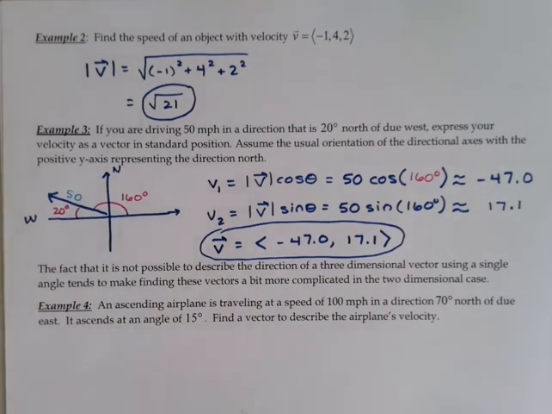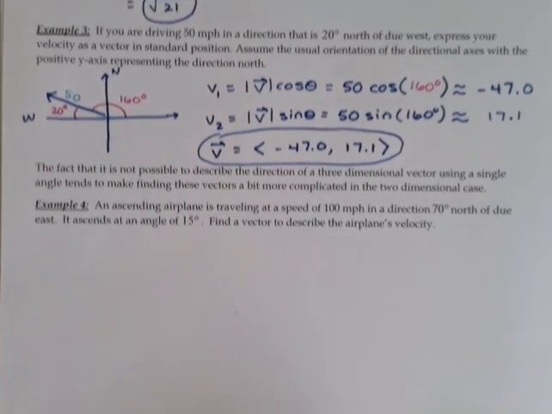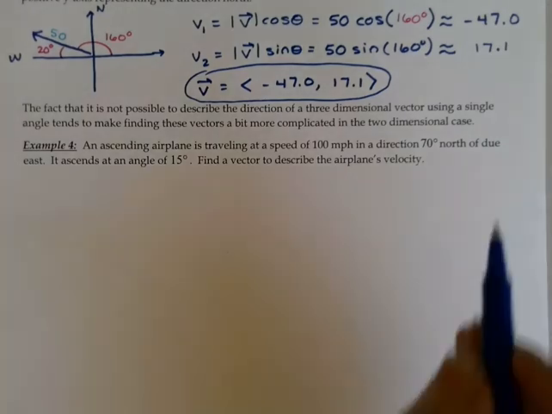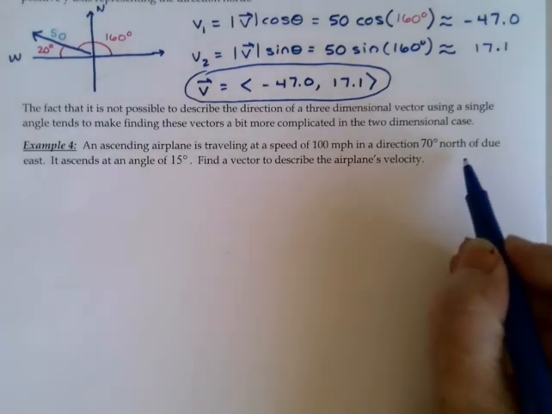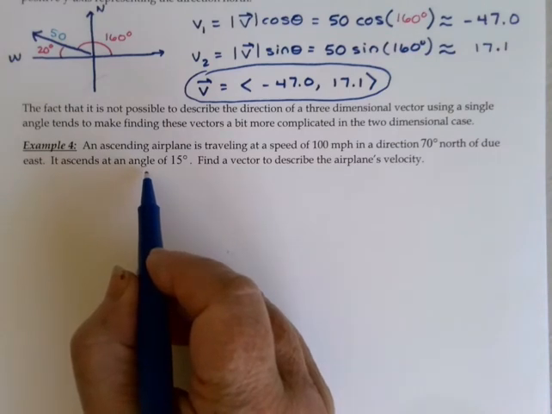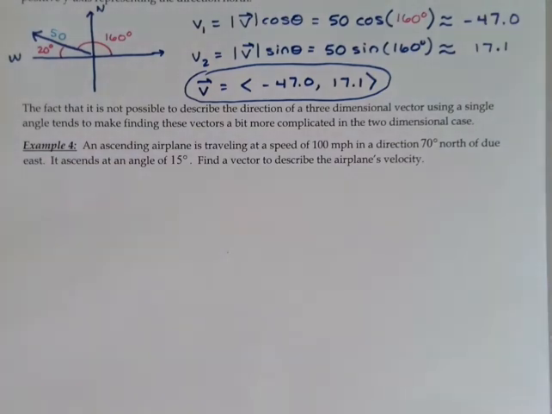All right, let's take a look at a three-dimensional case. As this mentions, the fact that it's not possible to describe the direction using a single angle means that we're going to have to work a little bit harder for this one. We have an ascending airplane traveling at a speed of 100 miles per hour in a direction 70 degrees north of due east, but also ascending at an angle of 15 degrees. Find a vector to describe the airplane's velocity.